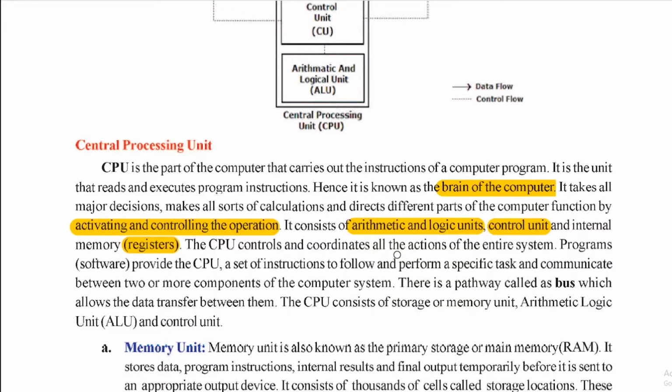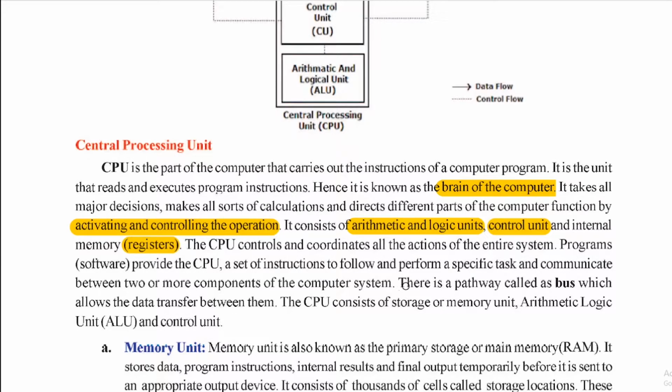And if you want the output, the data from the secondary memory comes to the main memory, and from the main memory it is moved on to the display devices. It will be displayed, or it may go to output devices, maybe printing. So this entire operation is controlled by the CPU. The programs, software provide the CPU a set of instructions to follow and perform the specific task and communicate between two or more components of the computer system.